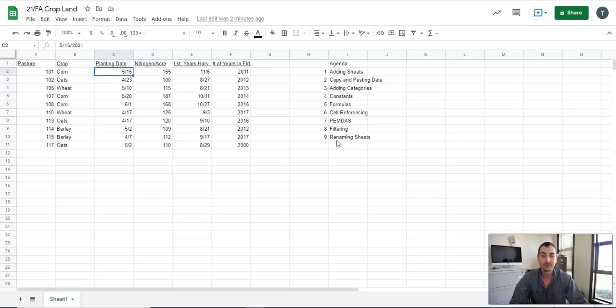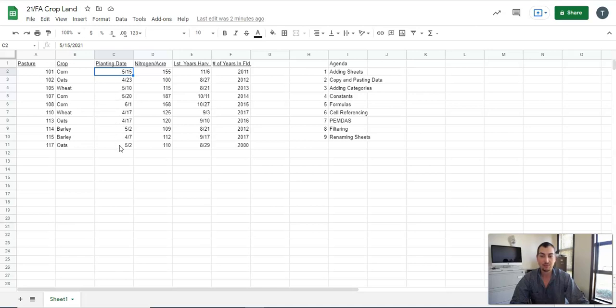First thing we want to talk about is actually adding sheets. How do we add a sheet? So we've got our original data here. We've got a particular situation where we're looking at different fields of different crops. So we have one crop is corn, oats, wheat, a couple of more that are corn, then another wheat, oats, barley, things like that. We have different planting dates.